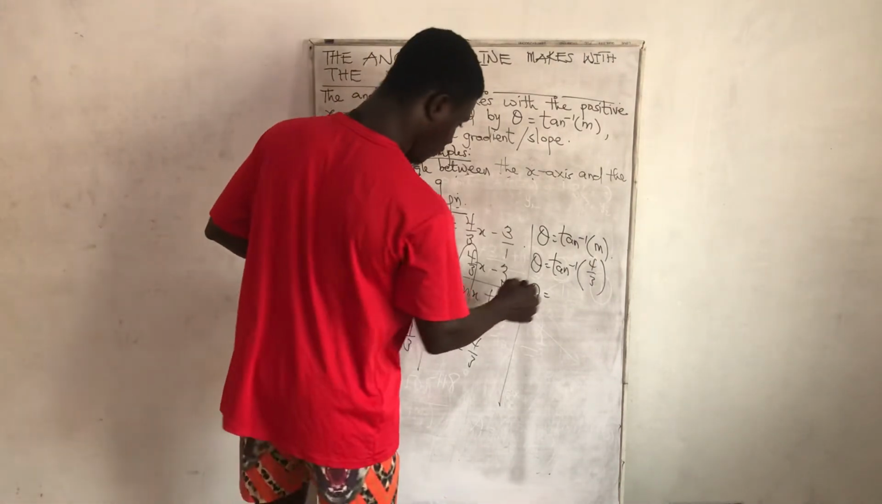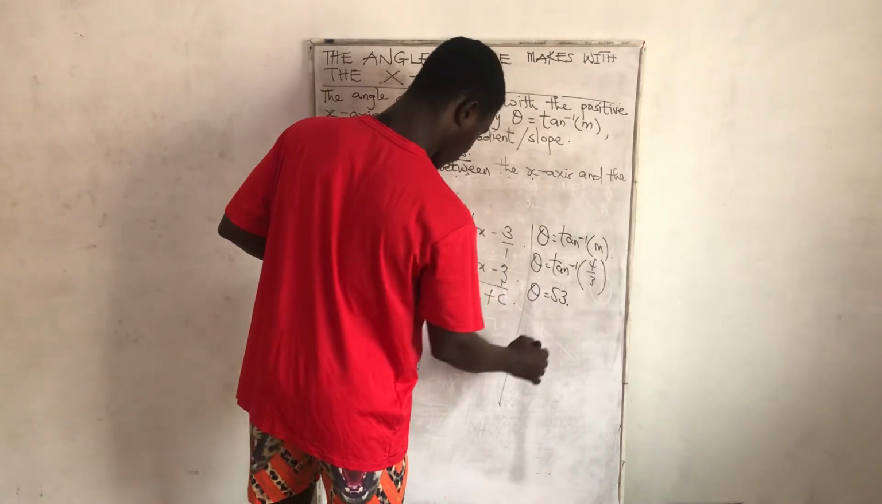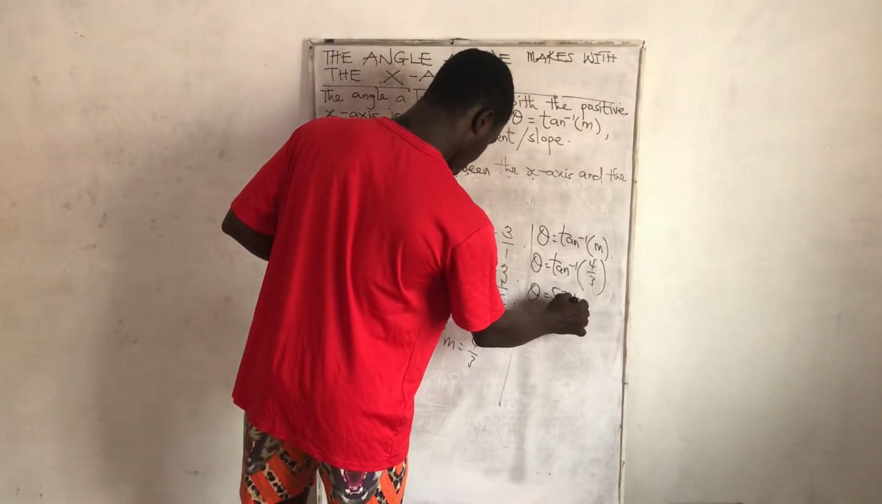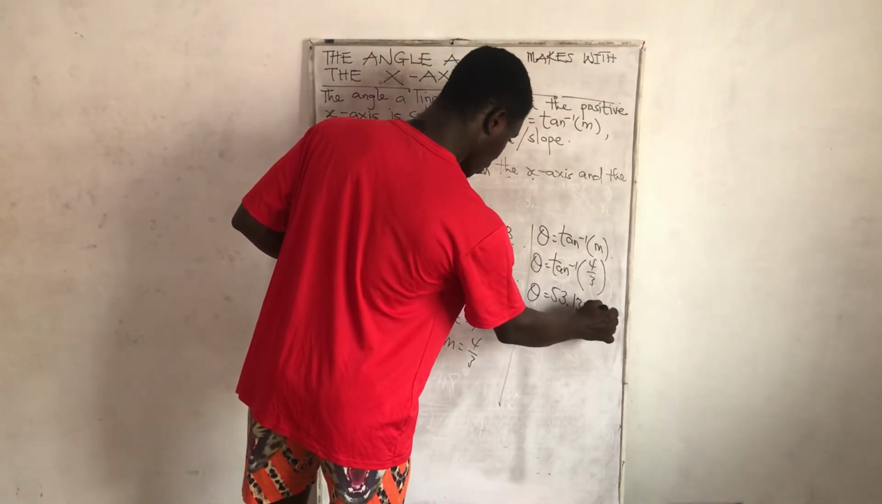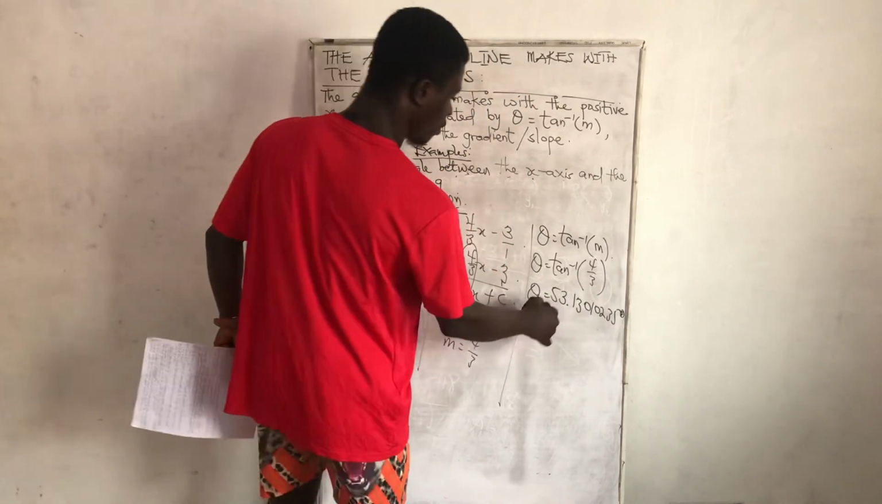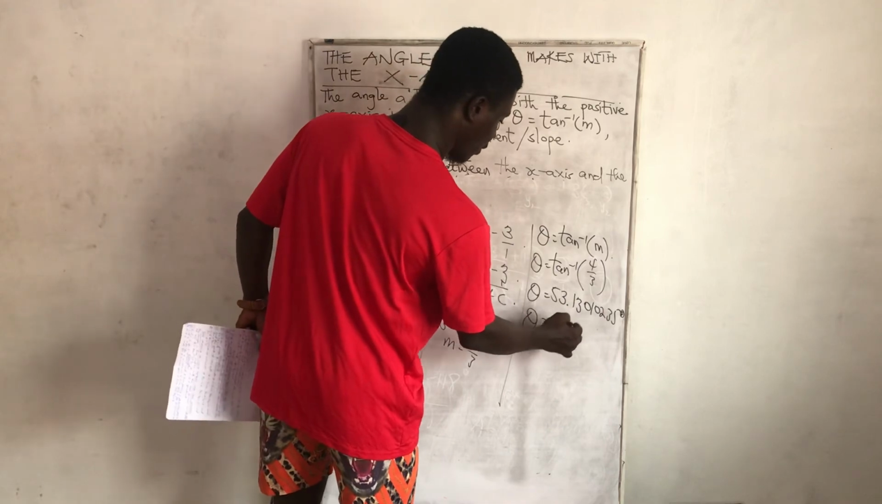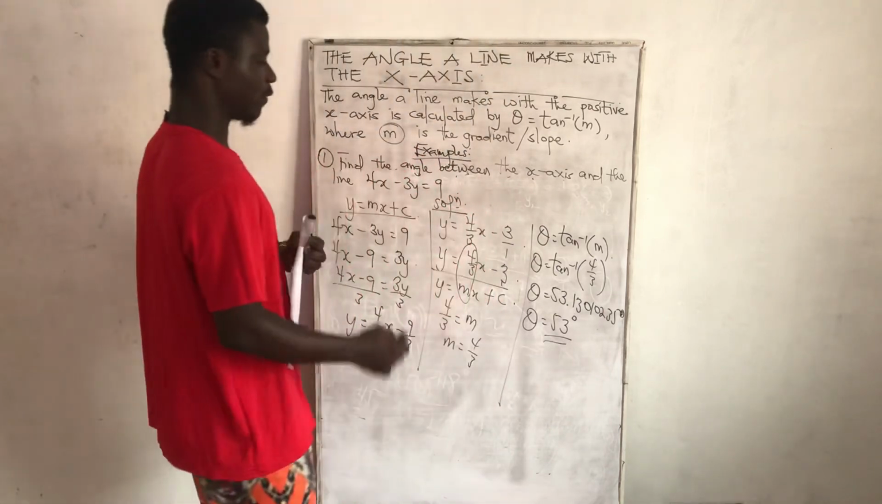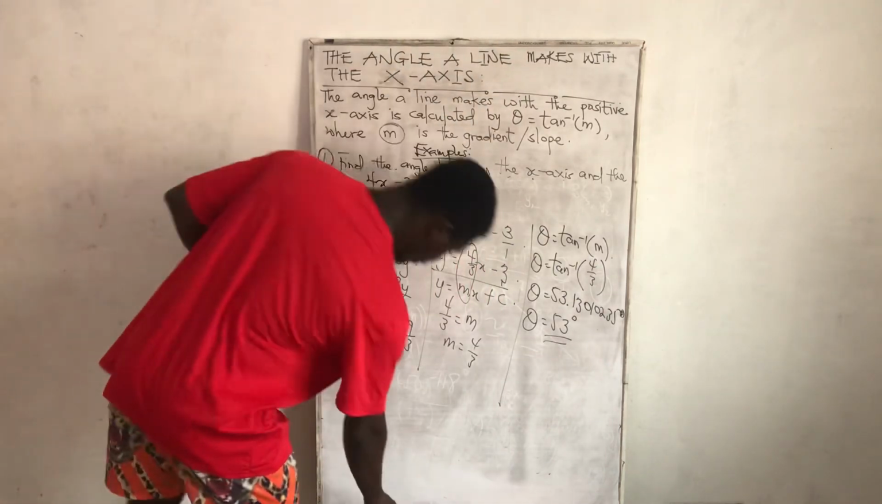So we have 53.130102335 degrees. So theta must be equal to, to the nearest degree, 53 degrees.